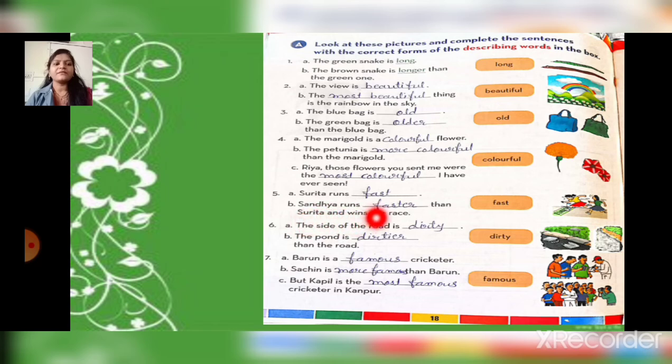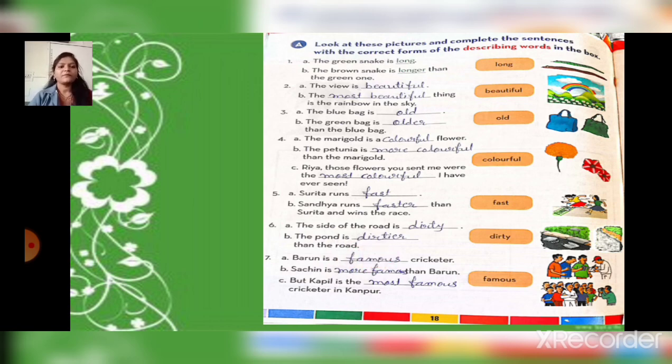Sandhya runs faster than Surita and wins the race. So two girls are here. So there is a comparison between two girls. This is a comparative degree. 6. The side of the road is dirty. The pond is dirtier than the road. Here also there is a comparison between two things. So the side of the road is dirty. The pond is dirtier than the road. There is a comparative degree.